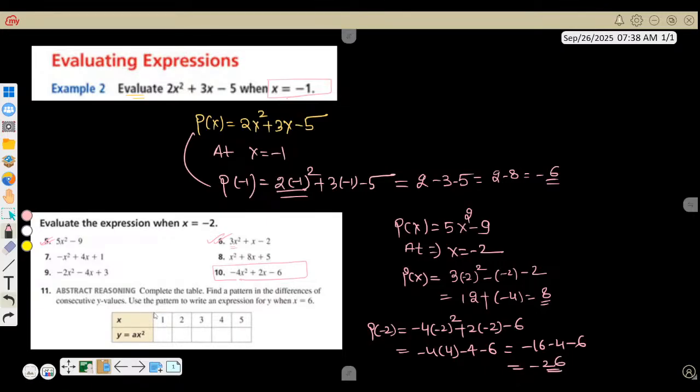Very good. Now let us complete this table. Okay. So tell me, what is y if x is 1?